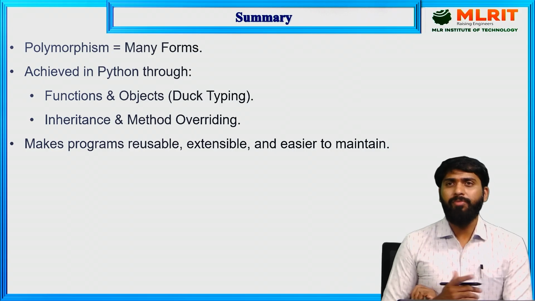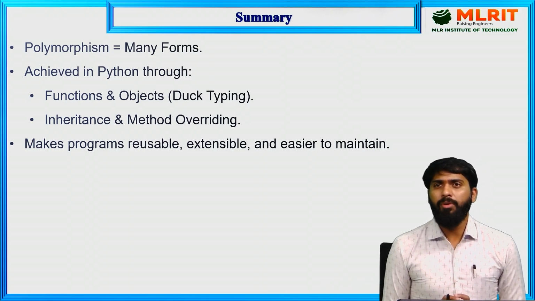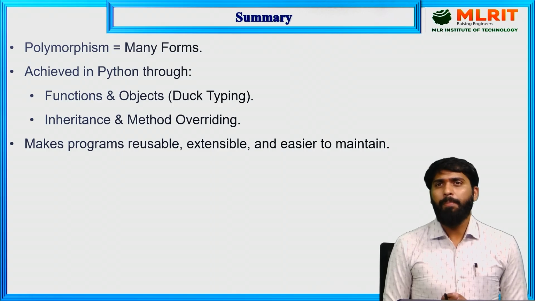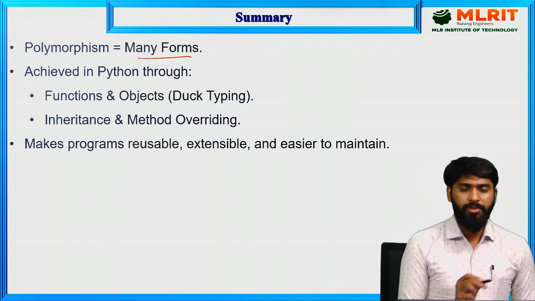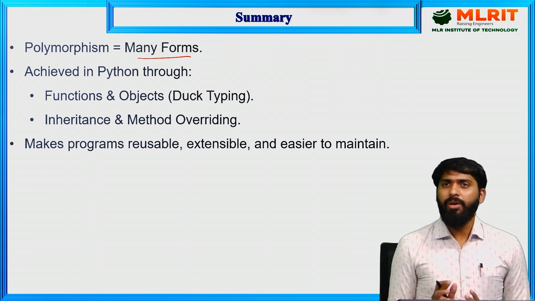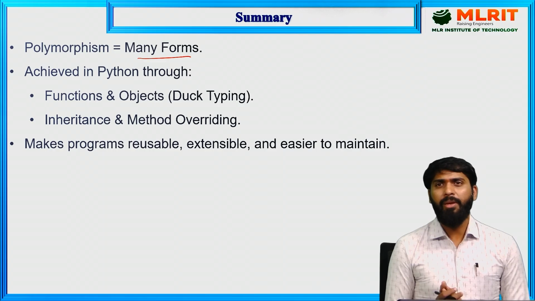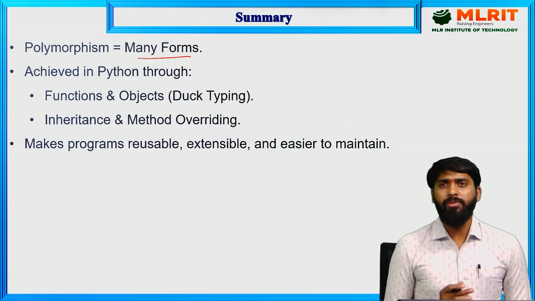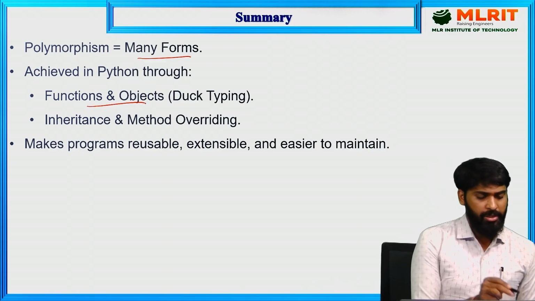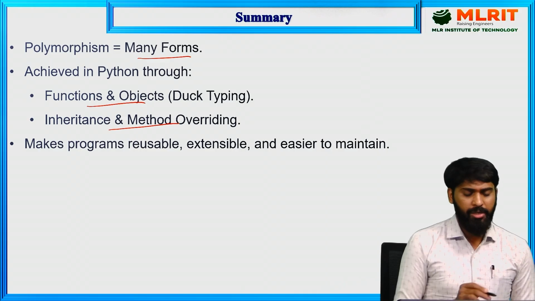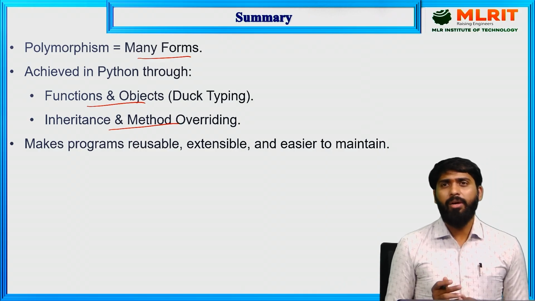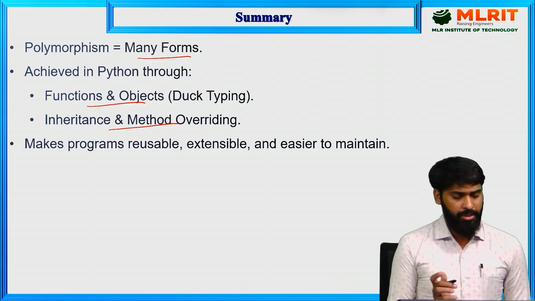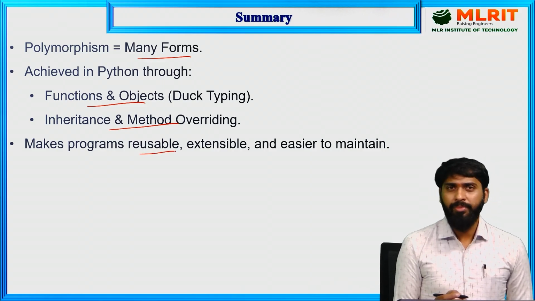So coming to the summary of the session. In this session we learned about polymorphism in Python. Polymorphism means many forms. The same function is used for different purposes, that means we are using the same function name for many forms. Polymorphism is achieved in Python through functions and objects, and also through inheritance and method overriding. The advantage of polymorphism is that it makes programs reusable, extensible and easier to maintain.